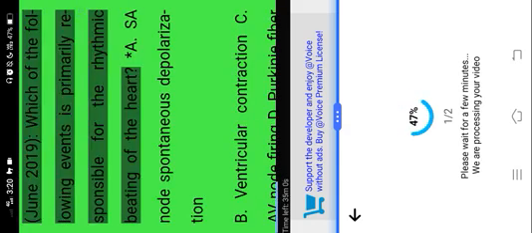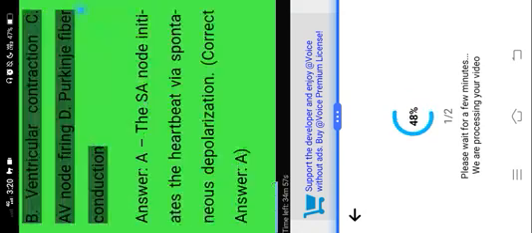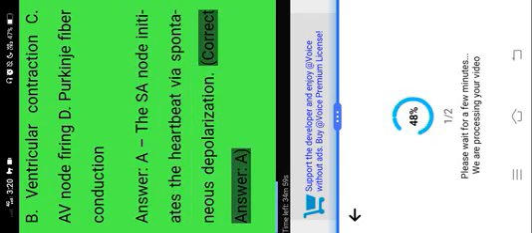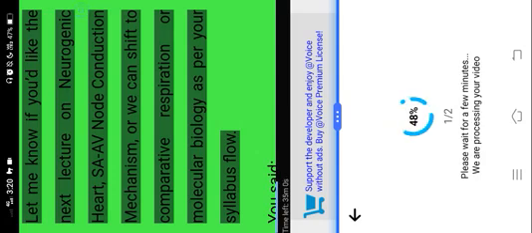Which of the following events is primarily responsible for the rhythmic beating of the heart? A. SA node spontaneous depolarization. B. Ventricular contraction. C. AV node firing. D. Purkinje fiber conduction. Answer: The SA node initiates the heartbeat via spontaneous depolarization. Correct answer: A.